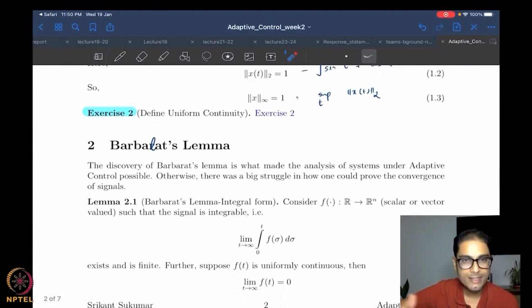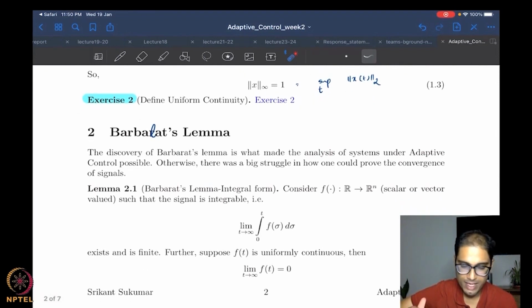So what is this Barbalat's lemma? Very celebrated, but very simple in its statement. Like I said, because it helps with convergence analysis, you can imagine it is a convergence result, and we are going to very carefully look at what this is. So Barbalat's lemma, integral form, which is what we call the original Barbalat's lemma, says that if I have a function f which takes scalar inputs and outputs a vector or a scalar, anything is possible, no problem. n can be 1, 2, 3, anything.